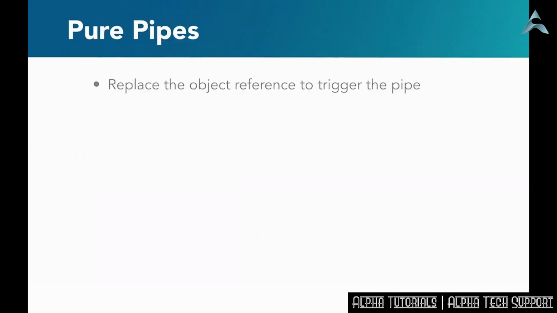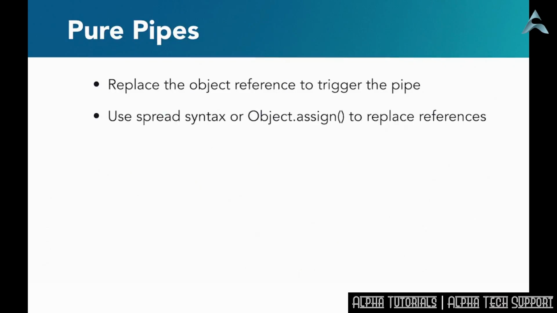If you change data in an object or an array, you must replace the reference to that object or array to trigger the pipe. You can do that using JavaScript's spread syntax or the Object.assign method. There are some other techniques, but these two are the most common.